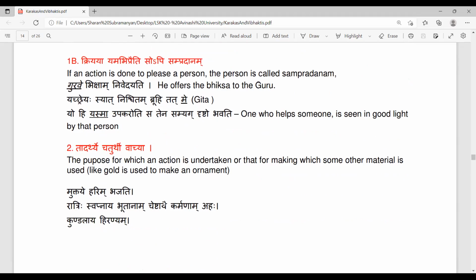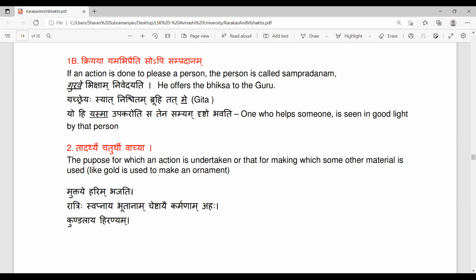Tadarte Chaturthi. It is the famous one. Tadarte Chaturthi Vachya. Tadartya means Tasya Arte Tadartya. The purpose for which an action is undertaken, that will be in Chaturthi Vibhakti. For example, Muktaye Harim Bhajati. He worships. Whom does he worship? Hari, the Lord Hari. Harim Bhajati. For what? Muktaye, for moksha. So the purpose of worshiping Hari is moksha. So bhajana karma is done with a purpose. Muktaye is in Chaturthi Vibhakti.